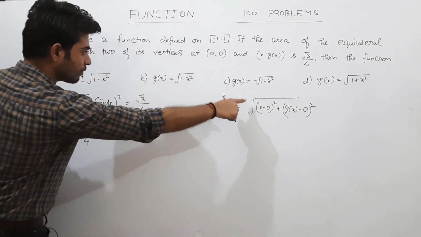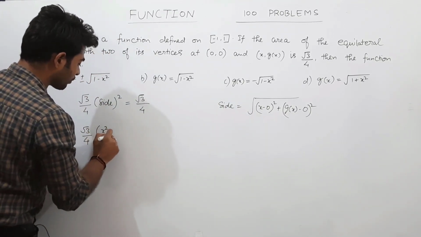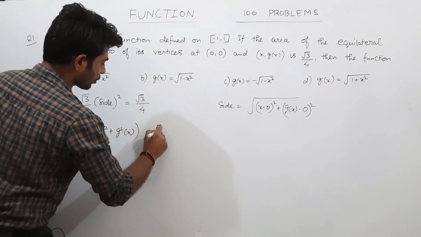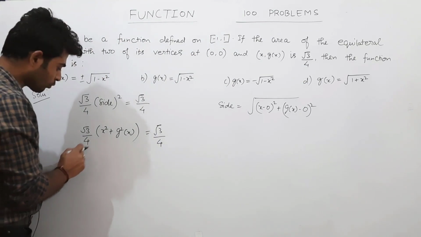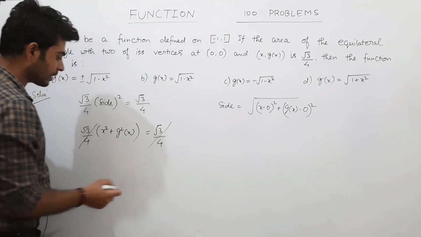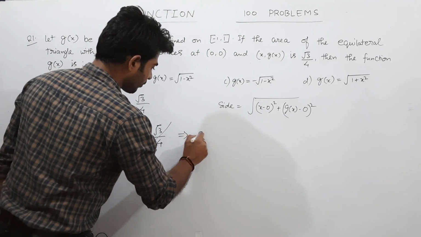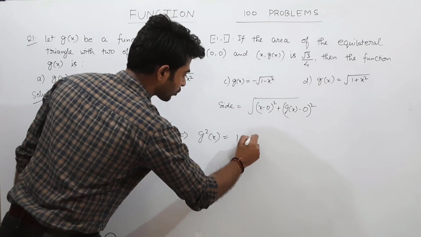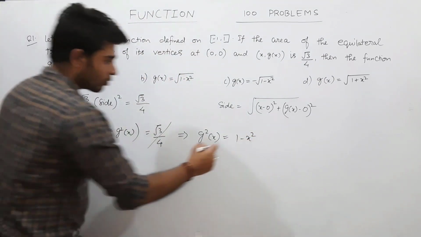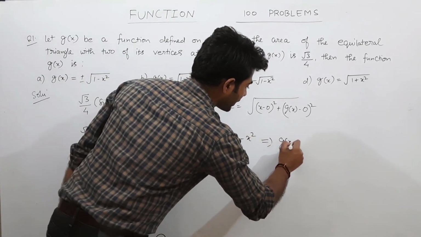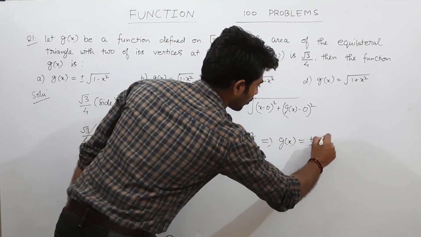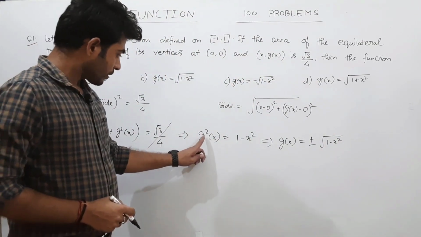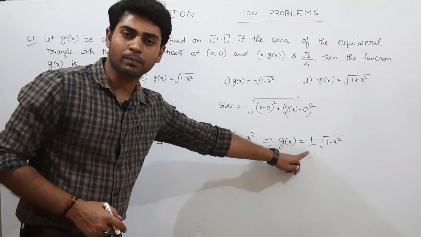So the root on squaring will get cancelled. It can be written as x square plus g square x is equal to root 3 by 4. Here you can see root 3 by 4 and root 3 by 4 will get cancelled. So we are getting g square x equals 1 minus x square. So now g(x) can be plus or minus root over 1 minus x square. On sending this square to this side, the root will come with a plus minus double sign.